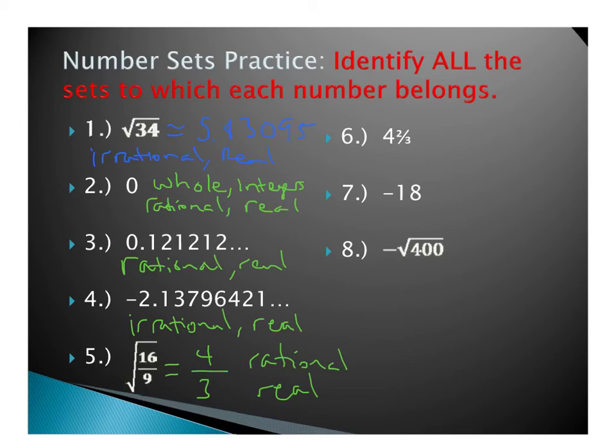Number 6, we have 4 2/3. Once again, we have a fraction. When it's a fraction, we're thinking rational and real. Alright, rational and real. Number 7 here, negative 18.